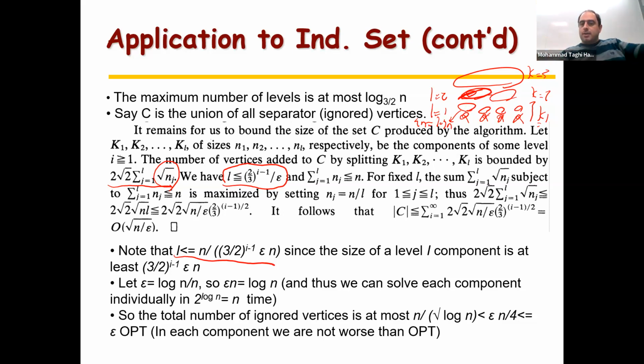So I know that each of these sets essentially has size at least epsilon n. It means that the level above them would be 3/2 times epsilon n, and the other one would be (3/2)^2 times epsilon n. So I know that how many essentially... So then how many things do I have here?